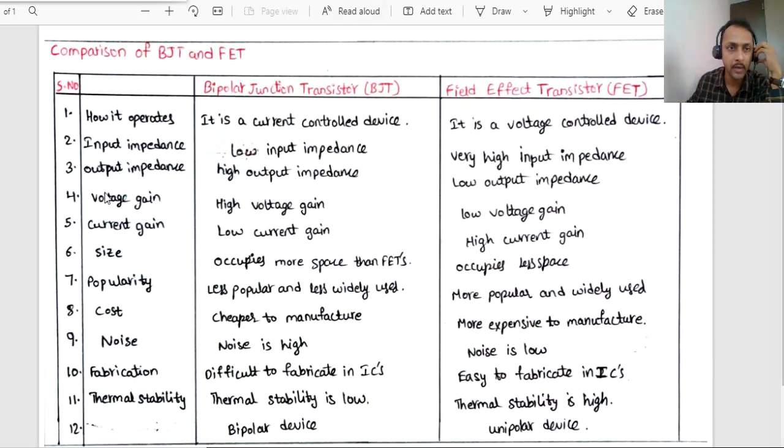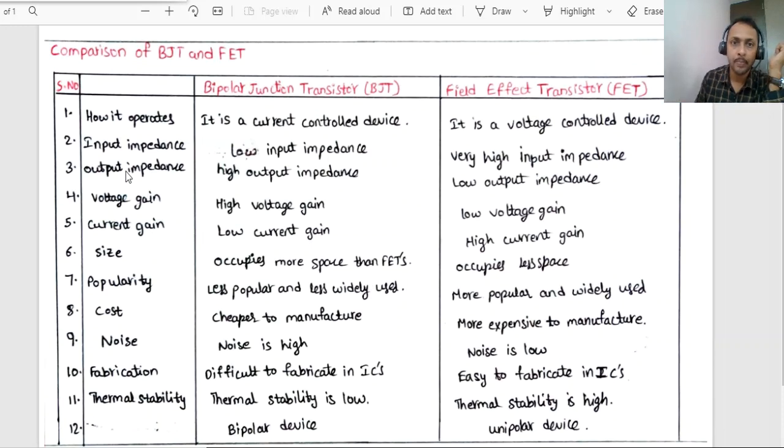If you once remember these points, in the sense input impedance, output impedance, voltage gain, current gain, popularity, cost, noise, fabrication, thermal stability. So on the basis of which points the comparison is to be made, those points are to be remembered from your side. Then it will be easy for you to make the comparison. It is very easy to score marks on this topic, right? Once you remember what the parameters to be highlighted are.